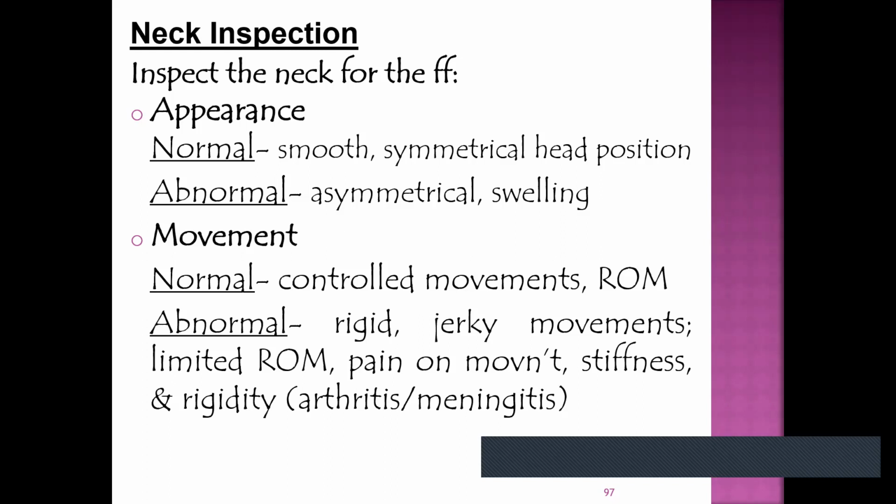Next, in terms of abnormality, what we are looking for is rigidity. There might be tetanus, and then jerky movements. There are limited movements, limited ROM. There is pain if you tilt it to the left, such as in the case of a stiff neck. I'm sure you've felt that before. And pain on movement or stiffness or rigidity, such as in the case of arthritis and meningitis.